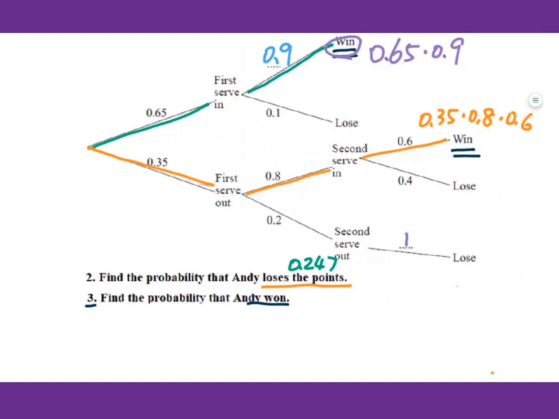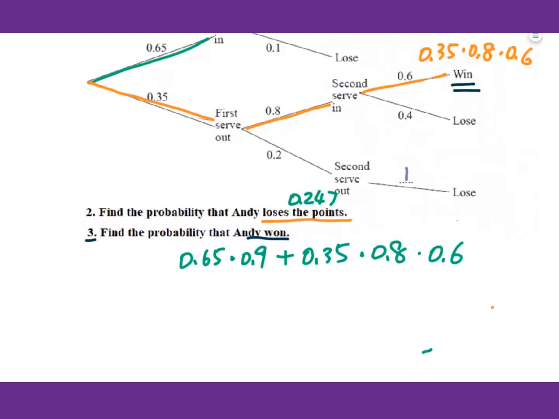You will get 0.65 times 0.9 plus 0.35 times 0.8 times 0.6. You will get 0.753.